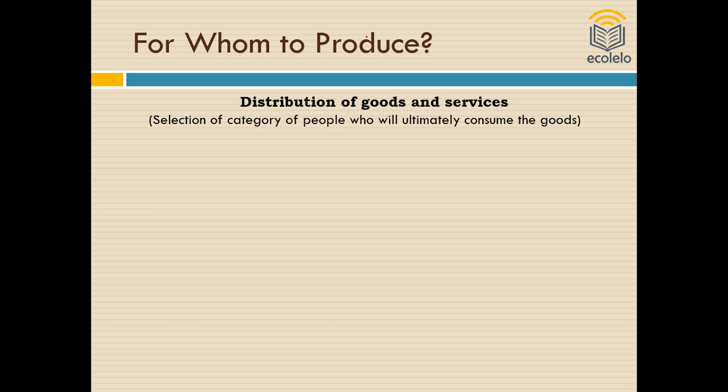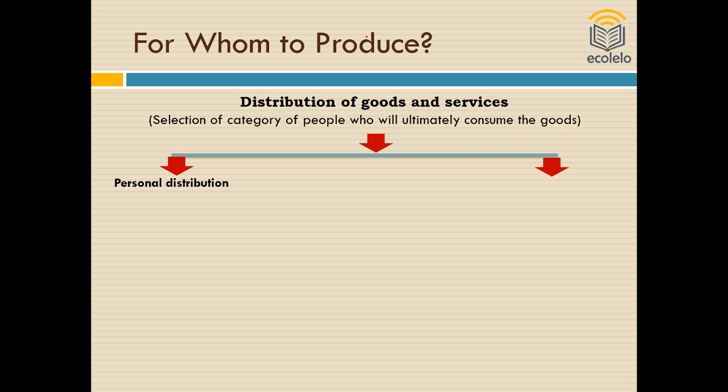Now, when we talk about for whom to produce, we talk about the distribution of goods and services. Basically, the selection of category of people who will ultimately consume the goods. Now, we can talk about this in two ways. Although both the things mean the same thing, but yes, the language is a little bit different. So one is personal distribution and the other is functional distribution. Now the words may seem a little bit difficult, but the logic, the meaning is absolutely the same. So please focus on this particular thing.